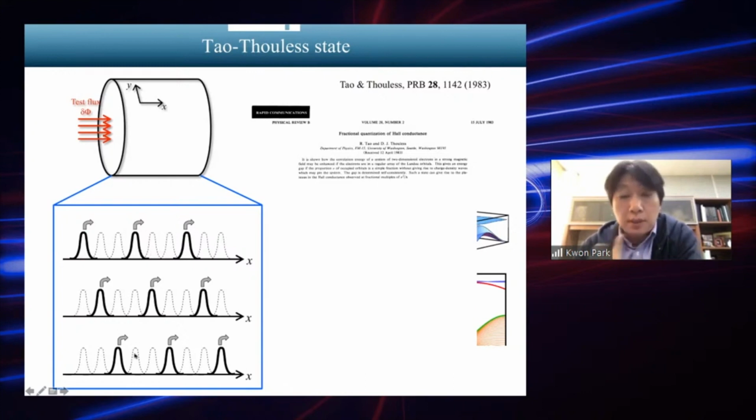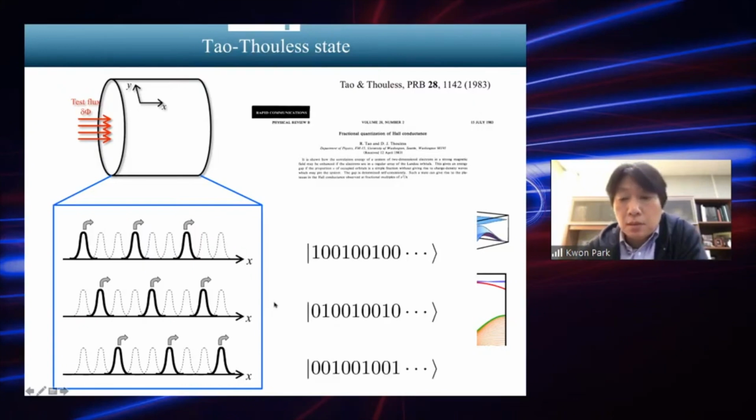There are three triple degenerate states: one is occupied, empty, empty, occupied, empty, empty, and the other two states are empty, occupied, empty, and so on. This can be thought of as 100, 100, or 010, 010, and 001, 001. And this is the Tao-Thouless state, and this can be regarded as a generalized Pauli state. Unfortunately, this cannot be the exact ground state in 2D, because there are lots of quantum fluctuations. But it can be shown that this can be an exact state in the thin torus limit due to the suppression of quantum fluctuations.